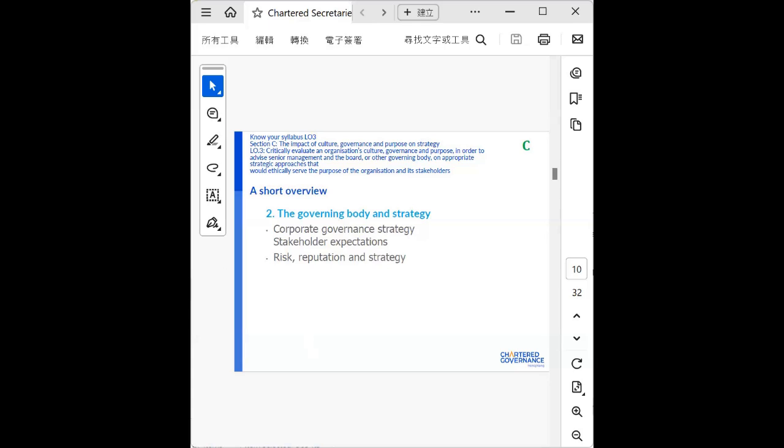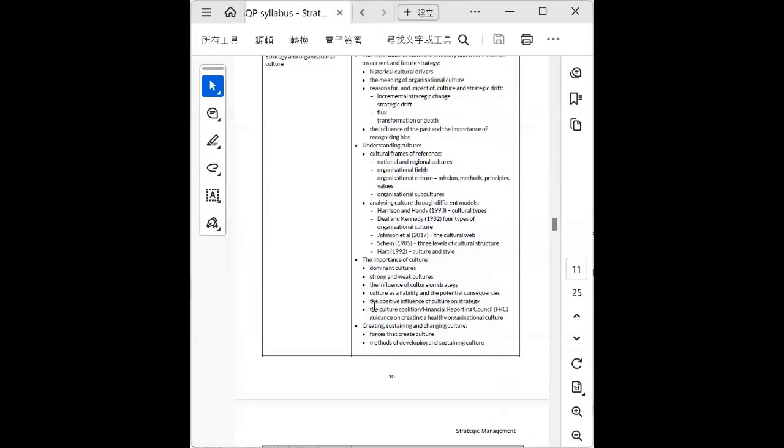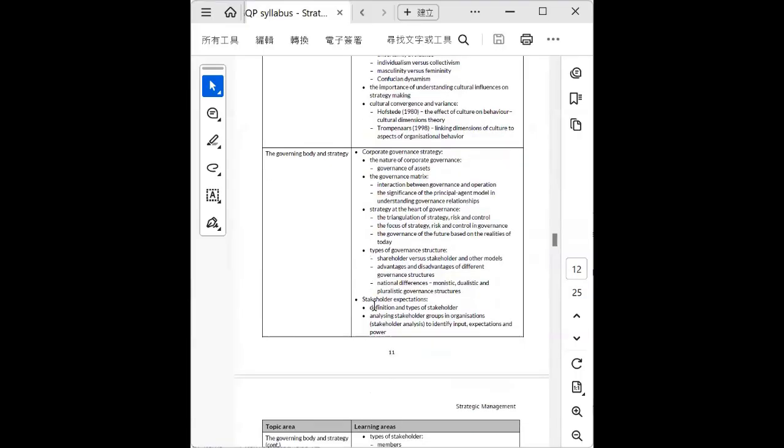In this section, they look at the importance of governance in shaping the strategy of the company. I think for corporate governance, you know them quite well. We don't need to go through this in detail. I'll just flip through this very quickly.